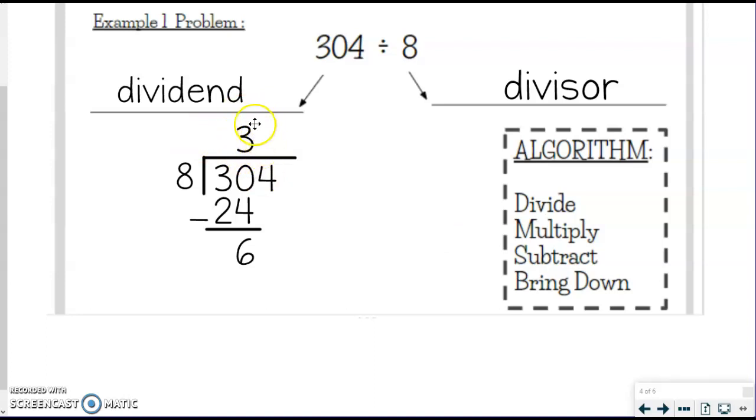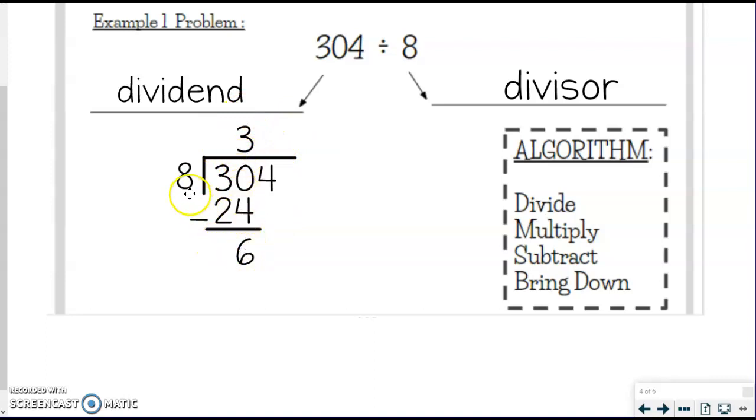So for example, let's say we thought it only fit in twice and we put a 2 up here. Well, then that means our number down here would have been bigger than 8. So we always want to check that after we subtract and before we bring down, we check that this number is less than our divisor. That way we didn't miss any groups up here.